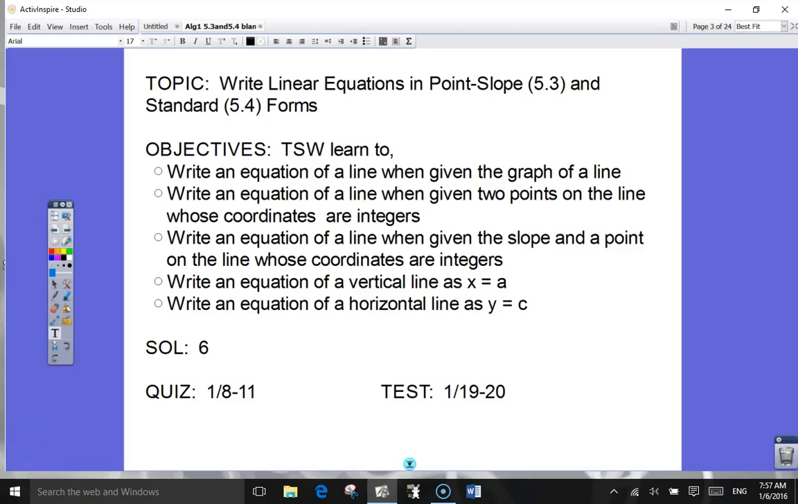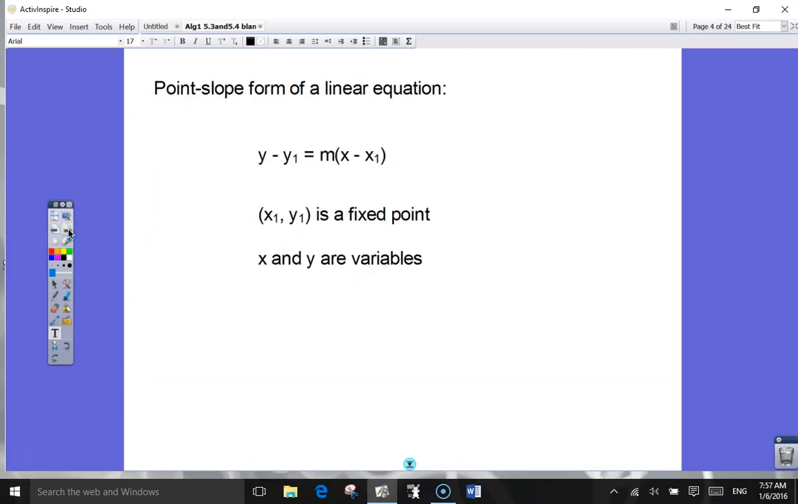Okay, so today we do the two other forms, which are point slope and standard. Point slope I use quite a bit. The point slope form of a linear equation is this: y minus y1 equals m times x minus x1.